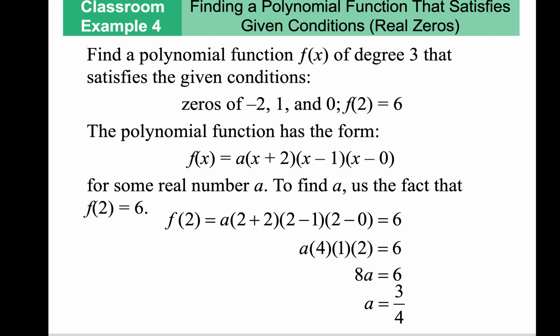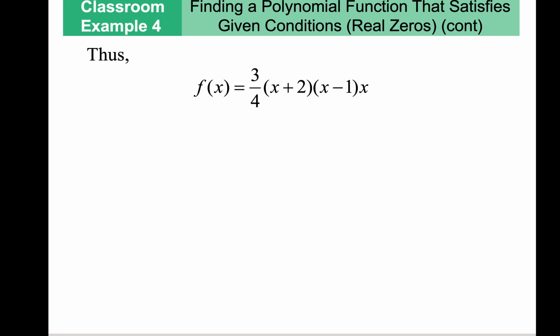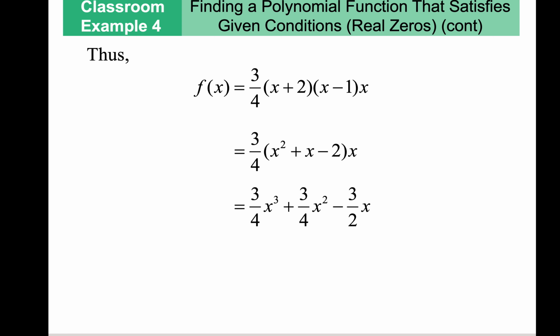So this is probably the easiest problem in the lab. The degree tells me how many times I'm multiplying these factors together. I don't have to actually FOIL them out or anything to find a. I just replace 2 for x, and I set it equal to 6 from that little bit of information. Then I solve for a. So there would be my final equation. I could go ahead and put that whole polynomial together if the directions tell me. Don't FOIL it out if you don't have to.